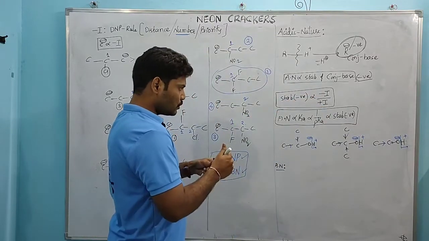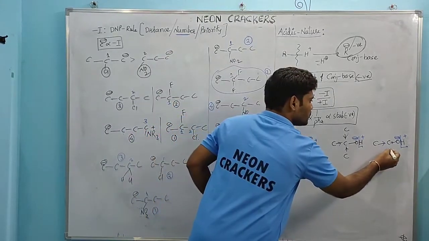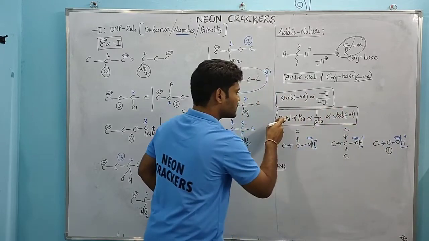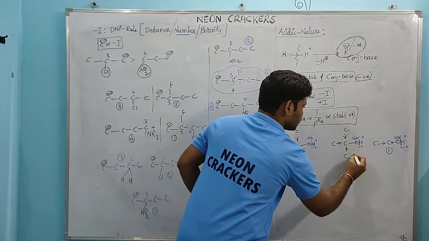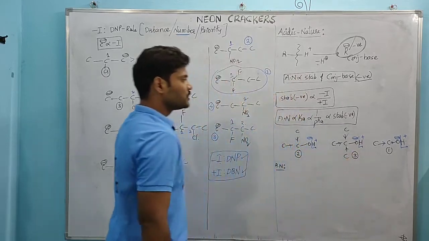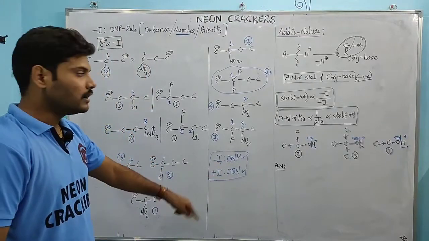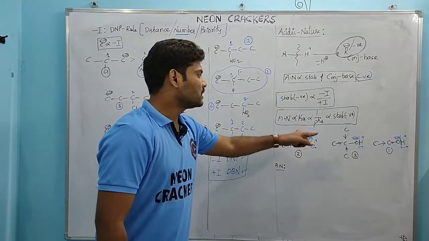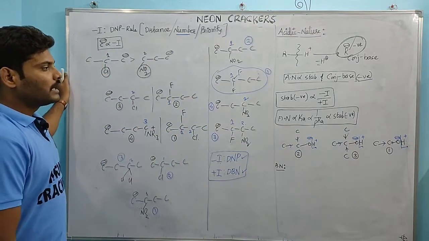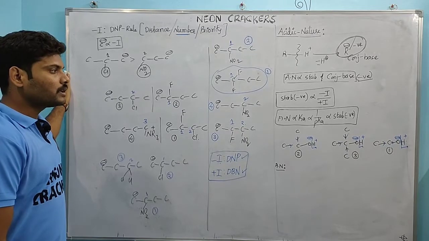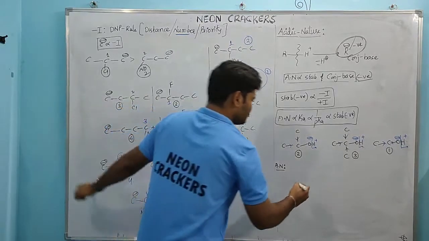That's why the more acidic one is the one with the more stable conjugate base. The conjugate base stability is directly proportional to acidic nature. This will be the second one, and this will be the third one. Which means primary alcohol is more acidic than secondary alcohol, and secondary will be more acidic than tertiary alcohol. So by using this I effect, we can find the acidic nature.